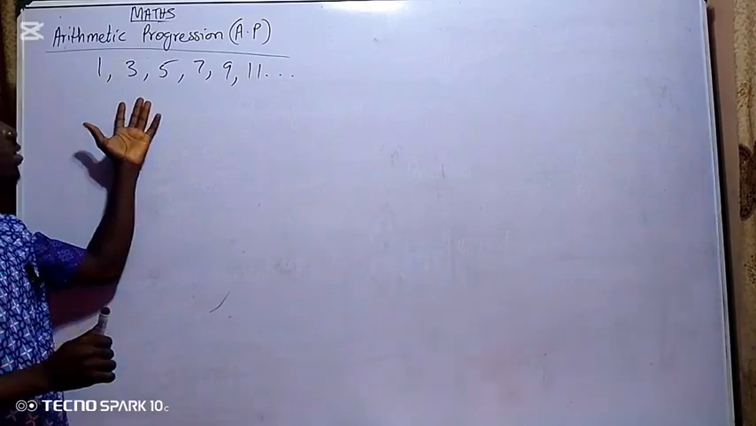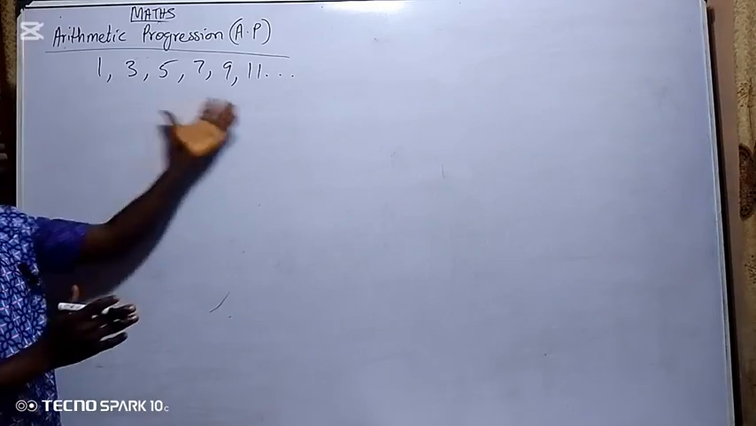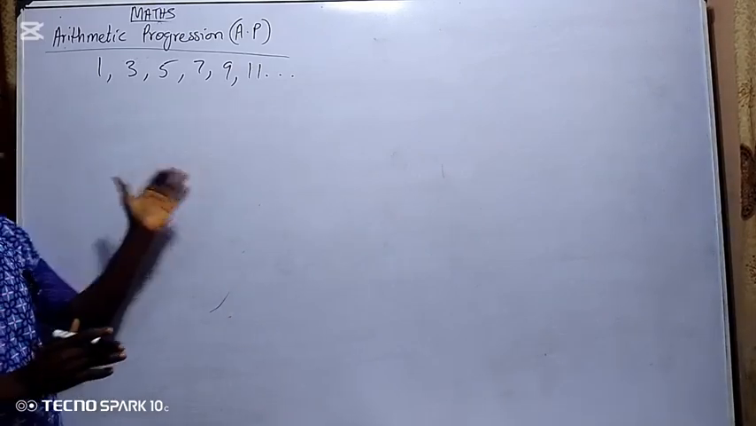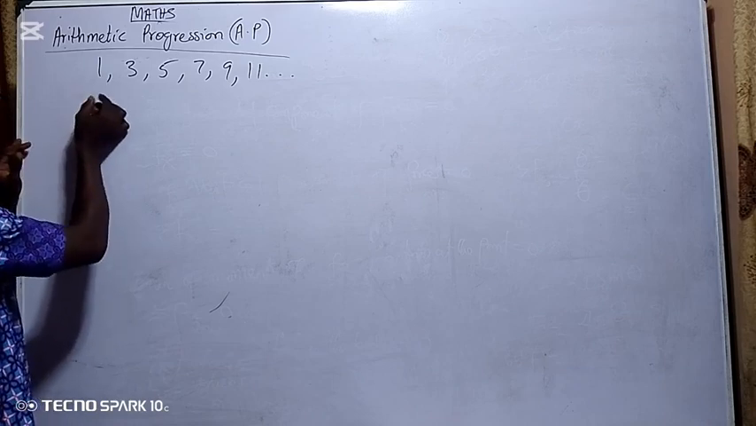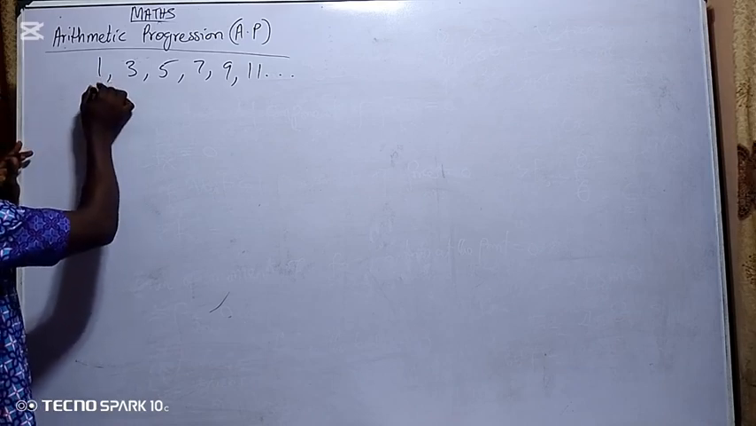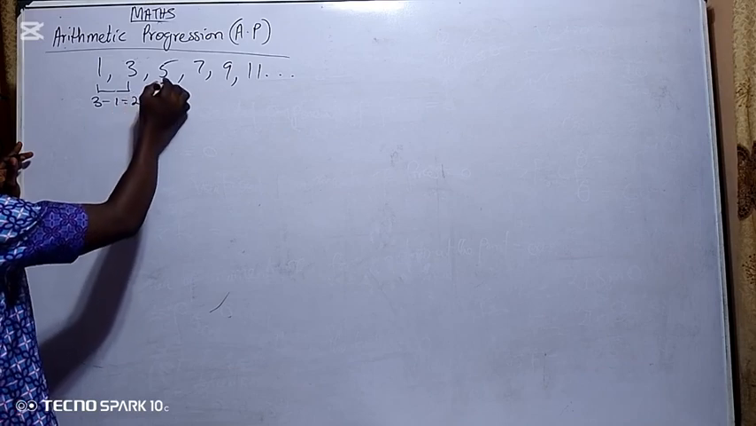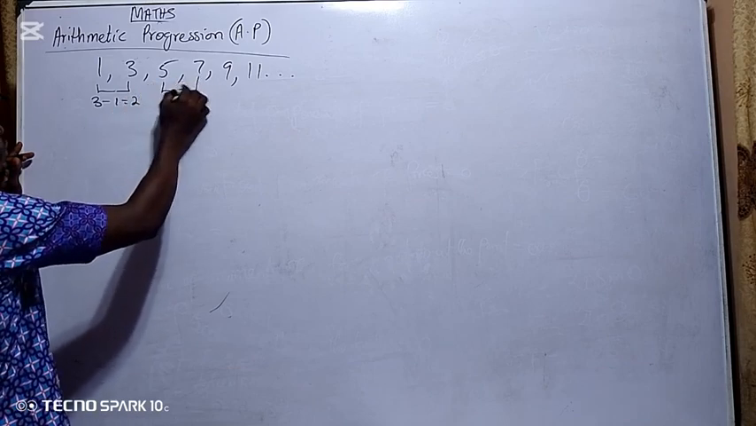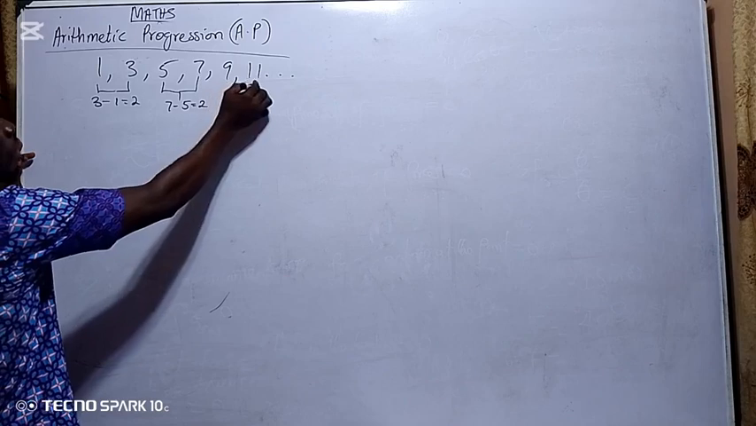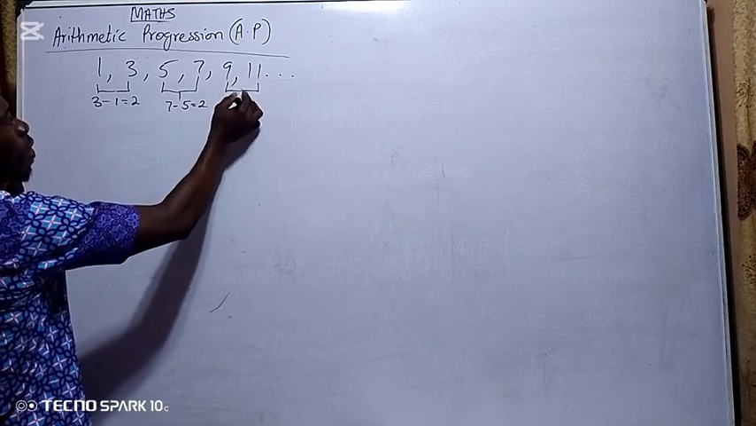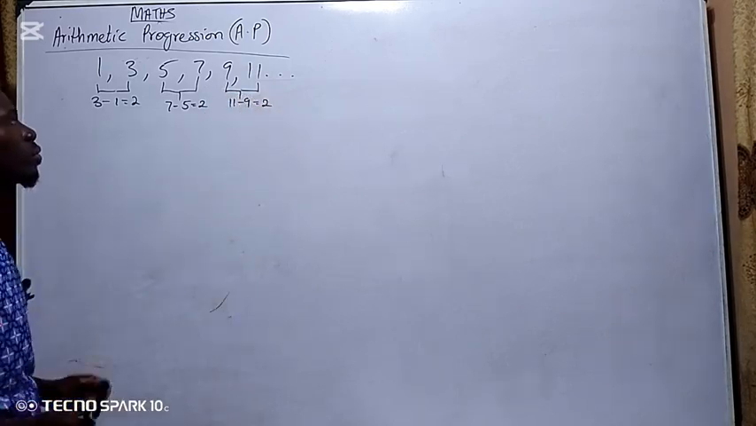So now let's look at this. In this expression, this sequence is an arithmetic progression. How did we generate this sequence? We generated this sequence by simply adding a number called the common difference. Let's check and find out. If we do 3 minus 1, this will give us 2. Let me also do 7 minus 5, which will give us 2. Also try 11 minus 9, also gives me 2.